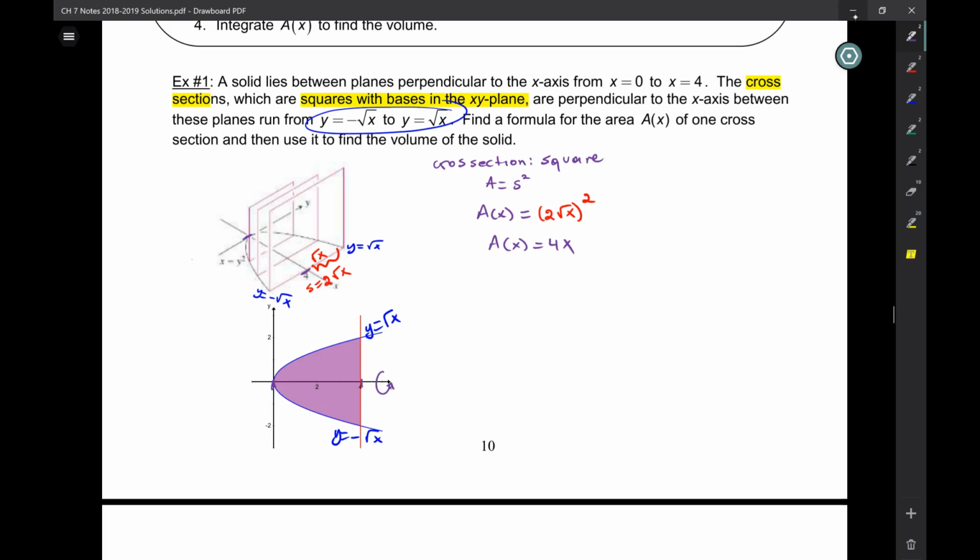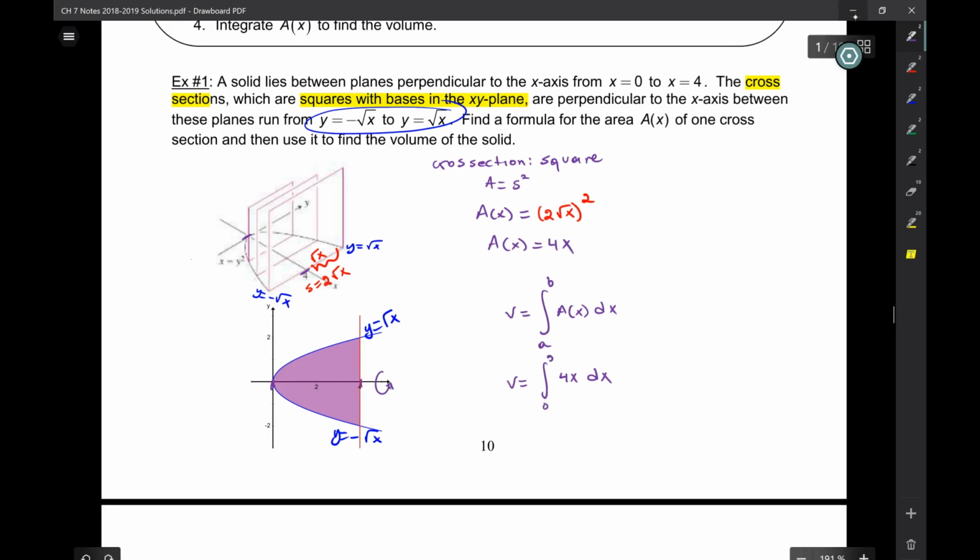Okay, so now how much is the volume going to be? We're going to integrate A(x) dx from a to b. The area is 4x, so we integrate 4x dx from a to b. On the x-axis, where does this start and where does it end? 0 to 4. If we do this by hand, this is going to be 2x squared from 0 to 4. 2 times 4 squared minus 0. So 16 times 2, 32.